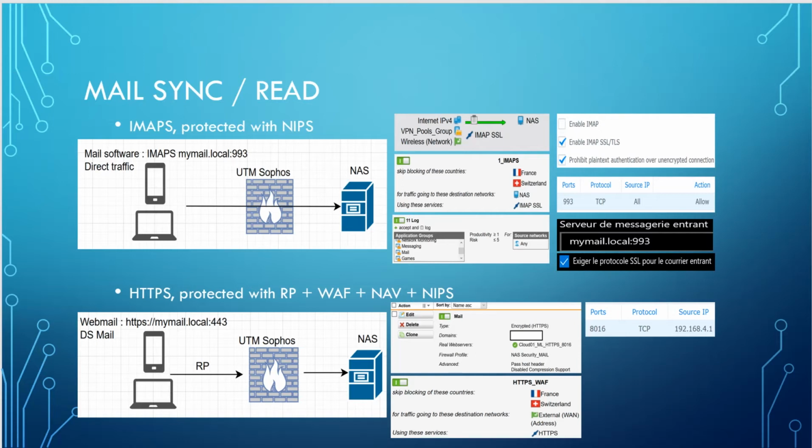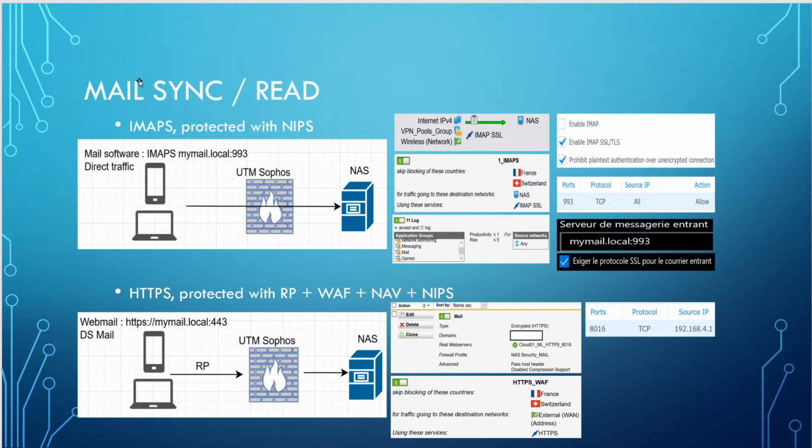Now, if I'm not using the built-in clients but the DSMail application or the Webmail application of the Synology package, I'm going to use an HTTPS connection, which will break here and terminate here, and there will be some kind of protection, as I said before, to analyze the network flow. As you can see here, it's only for HTTPS connections. It will be redirected to port 8016, which is the port of the package.